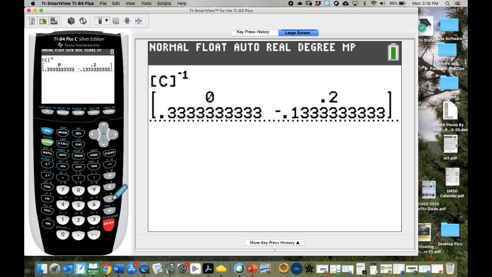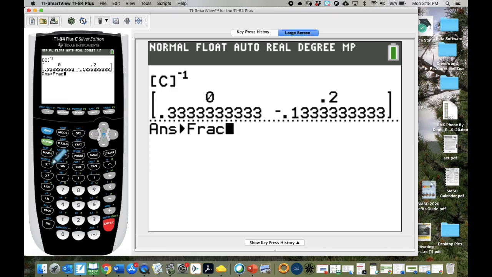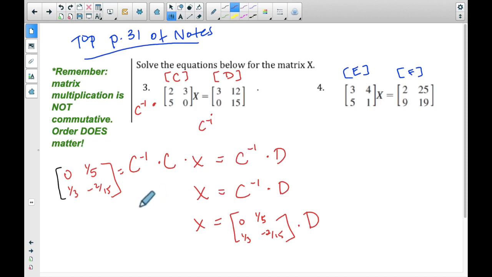I actually want to write this down, and because I want to write it down, I want to change it over to a fraction. So I'm going to go to Math, Fraction, and here it is. I'm going to write this down on my paper: 0, 1/5, 1/3, -2/15. That was what my calculator just told me was the inverse of c. So the inverse of c times c drops off. It gives me x equals the inverse of c times d.